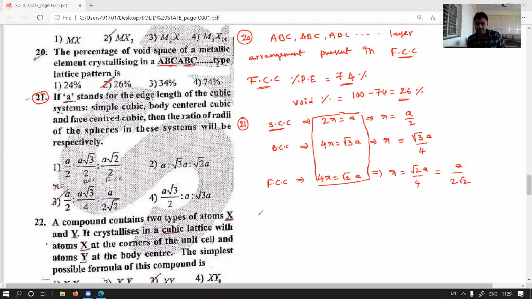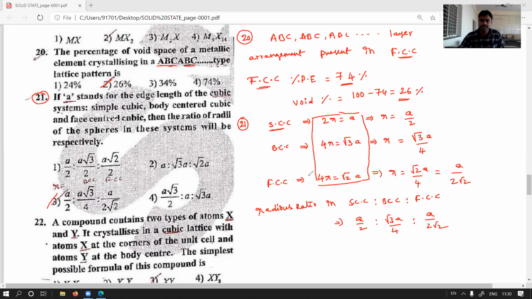So the radius ratio in simple cubic crystal to body centered cubic crystal to face centered cubic crystal, FCC, is A by 2 to root 3 A by 4 to A by 2 root 2. So the correct one is the third option. Third option is correct. So the radius ratio in simple cubic, body centered cubic and face centered cubic crystal is A by 2 to root 3 A by 4 to A by 2 root 2.